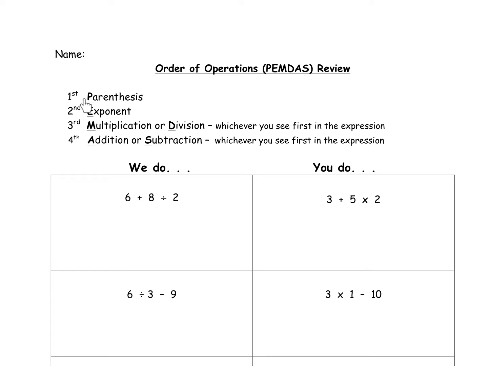So the order starts with the parentheses, and anything inside a set of parentheses is what we do first. Next, we go on to exponents, something raised to a power or perhaps square rooted. And then we do multiplication and division, whichever one we see first in the expression as we read it. And the very last operations we do are addition or subtraction. And again, we do whatever we see first in the expression.